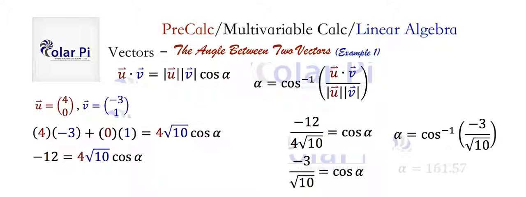No one knows how to do that without a calculator. If you punch this into your calculator, then you get this, and this answer makes sense. Draw the two vectors and see why it makes sense. It makes perfect sense.